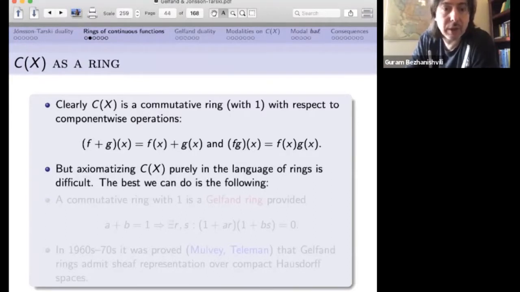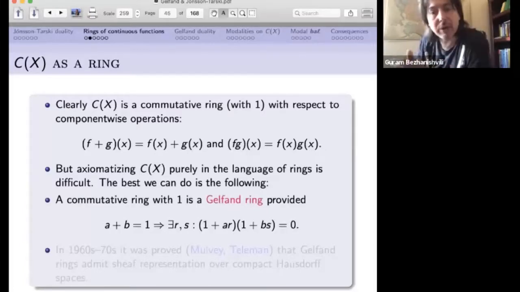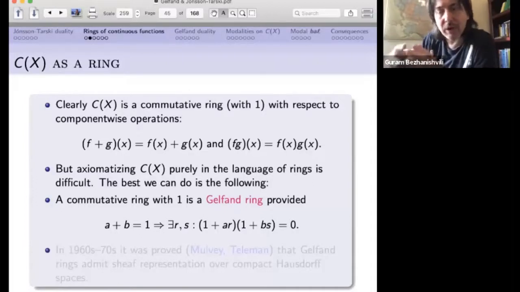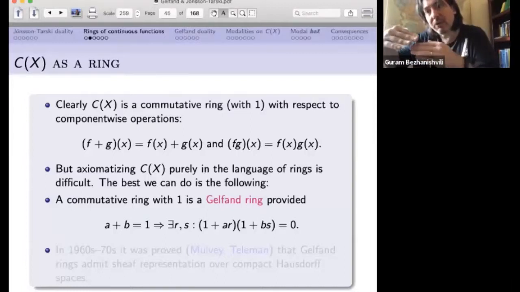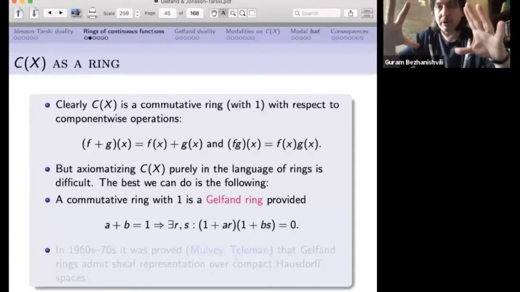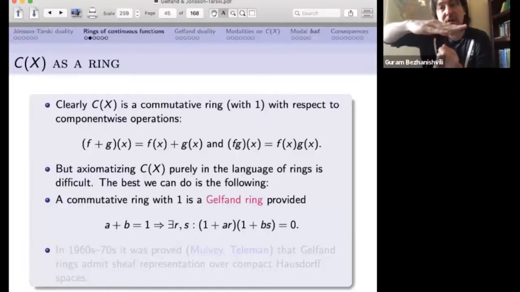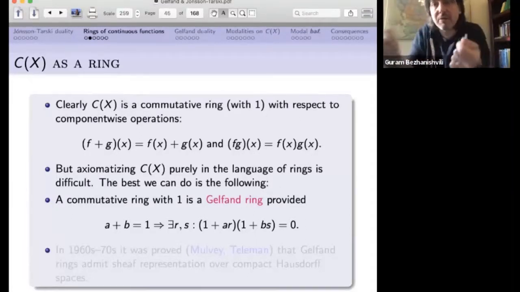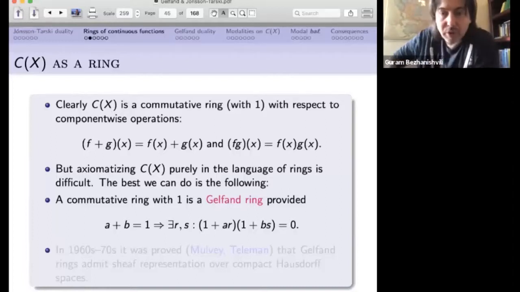But here's a key observation: this structure, just the ring structure, is not enough. The best we can do here is something that's known as a Gelfand ring. Gelfand rings are rings that are close to C of X, but they are not fully C of X in general. If you think about C of X, draw a function on R squared. Then if your function is away from 0, you can invert the function. So there are many functions that are invertible, and this notion of Gelfand ring basically tells you that you have many elements that are invertible.